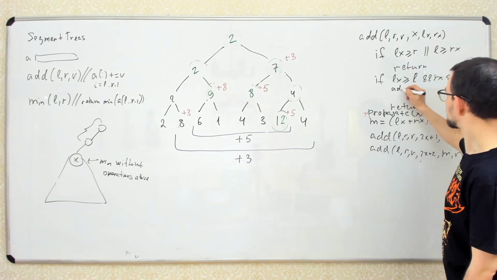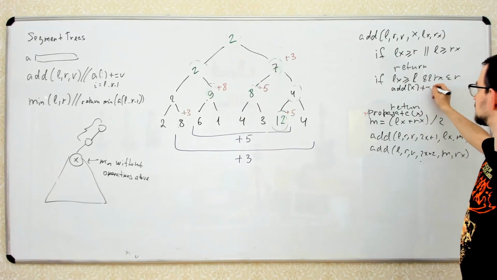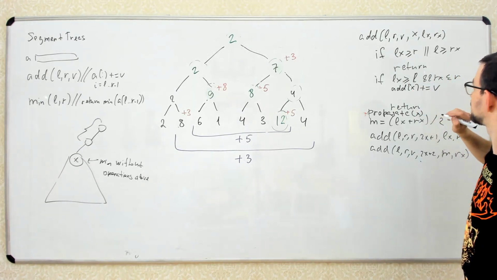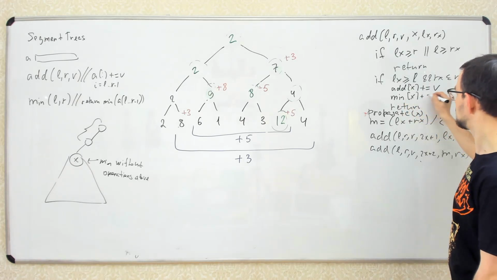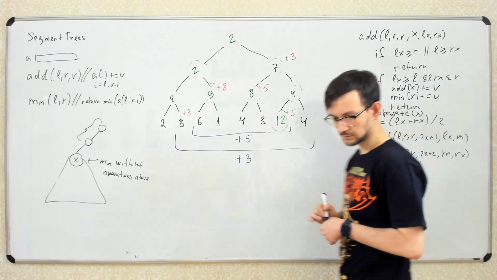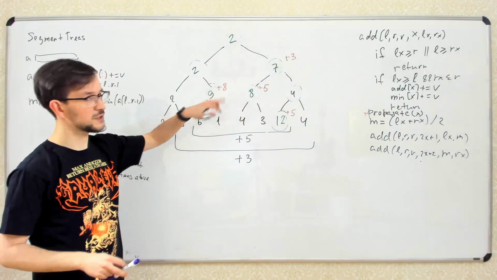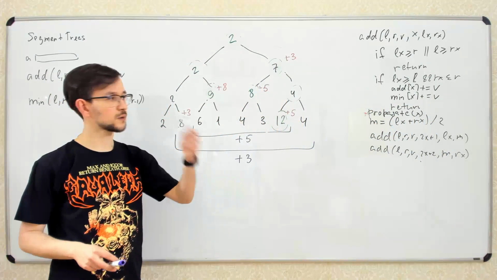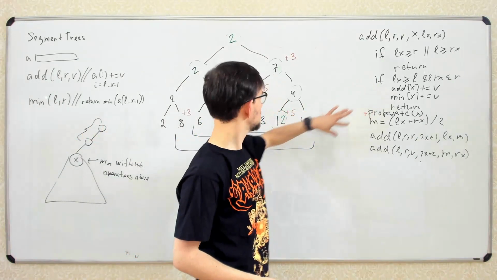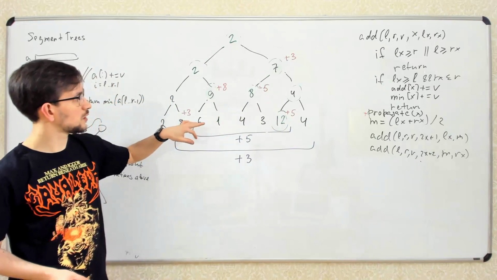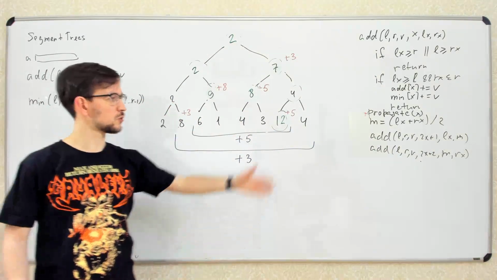Let's have this add number. So this add number in node X will be increased by V, and also this minimum in node X will be increased by V. So we take both these numbers and increase both numbers by V. Then return. If it is not completely inside, not completely outside, then we make two recursive calls like before.